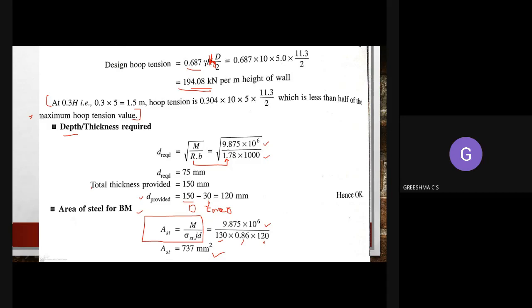So Ast is equal to M divided by sigma st into j into d. M is the moment. Sigma st is the permissible stress in the steel, which we found at the start. The maximum permissible stress in the steel is from IS code 3370 part 2. J is the lever arm, which we also found. d is the effective depth that we have provided in the tank, that is 120 mm. So Ast is equal to 737 mm square.